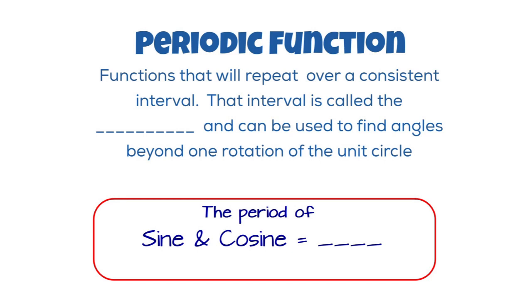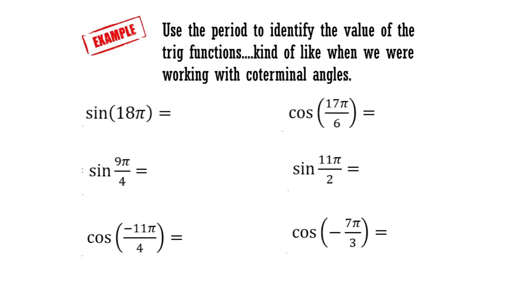The period, the interval that it takes for sine and cosine to repeat, is one full revolution. So we say 2 pi. That is the period. Every 2 pi, every revolution, sine or cosine will start repeating. What that's going to allow us to do is to find the sine and cosine of angles that aren't on the unit circle, at least not on one revolution of the unit circle.